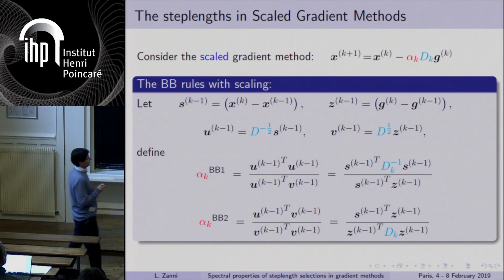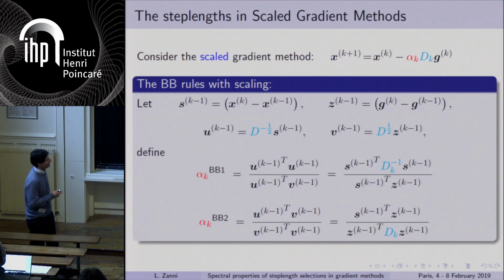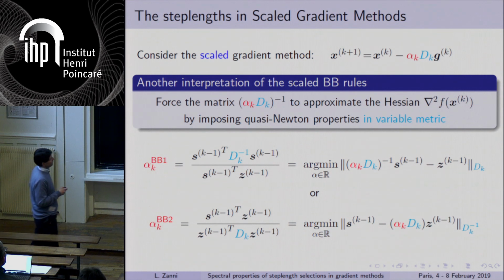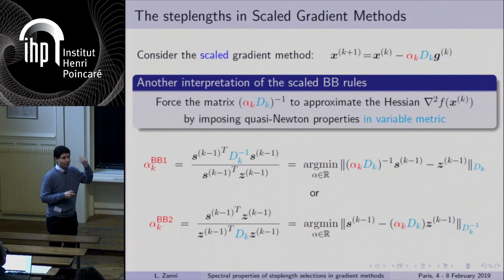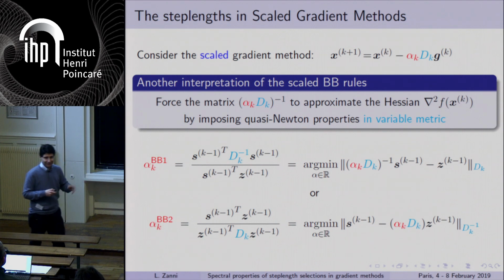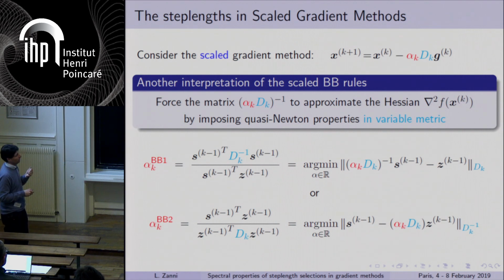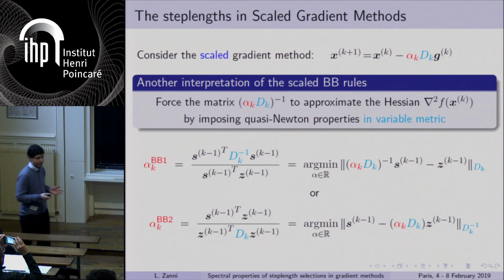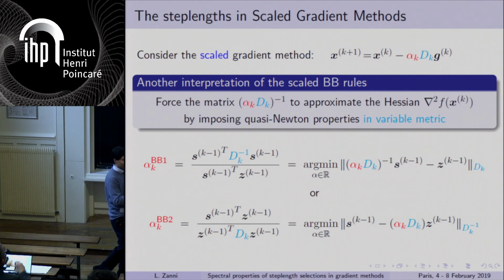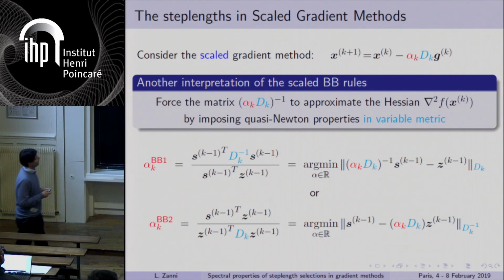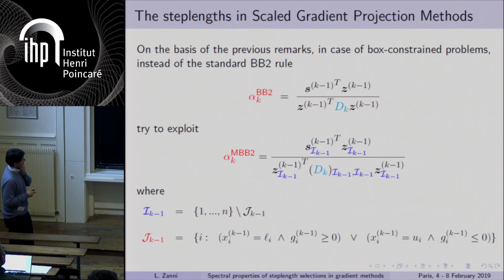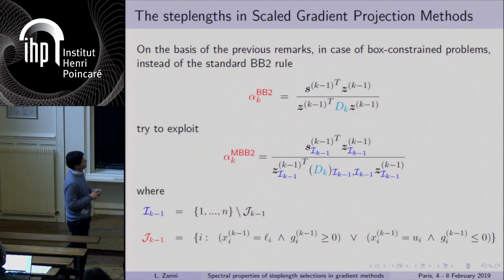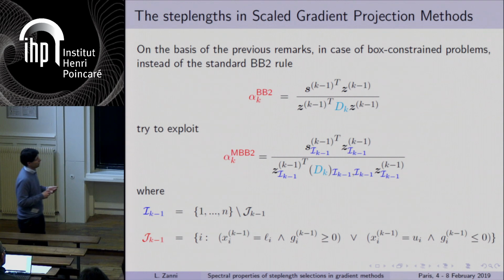Also in this case, it is interesting to provide another interpretation of this choice. We may observe that this choice is obtained also by asking the original quasi-Newton property, the original second condition, but not in the Euclidean norm, but in the norm defined by the scaling matrix. Then we can give different interpretations to this rule. If we use this step length in case of box constraint problem, remember to use the modified rule.